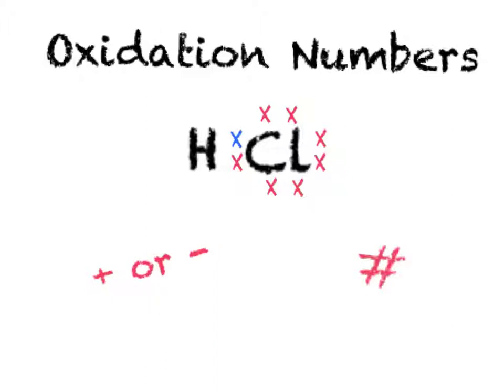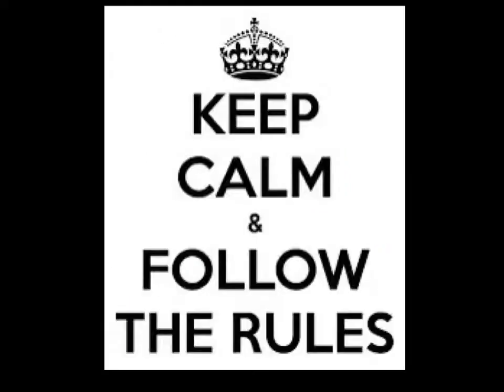Oxidation numbers have both a sign and a number. The sign is a reflection of its ability to attract electrons. If it's good at attracting the negative electrons, it would have a negative sign. If it's not as good, it would have a positive sign. The number is related to the number of electrons that are involved. There are a couple of rules for assigning and using oxidation numbers, and we're going to go through them now.